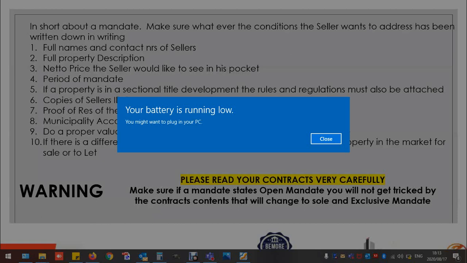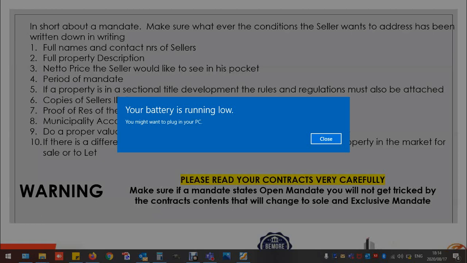Okay. So it's very important to read the contracts. What I normally do, as I complete the mandate in front of the seller, is to read it for him so that he knows what is standing in the contract or the mandate, and that will also cover you.